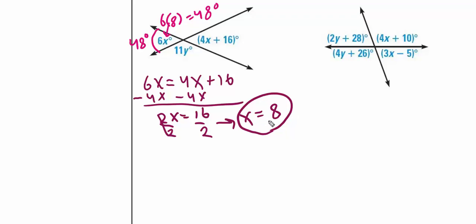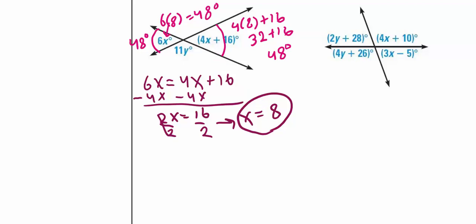If we were to plug in 8 into here, I get 4 times 8 plus 16. Order of operations: 4 times 8 is 32 plus 16, and then that gives me another 48 degrees. Wow, so this is also 48 degrees. Fascinating. They must be vertical angles that are congruent.